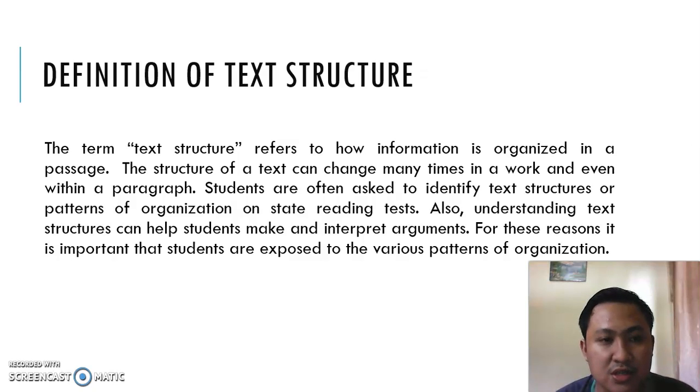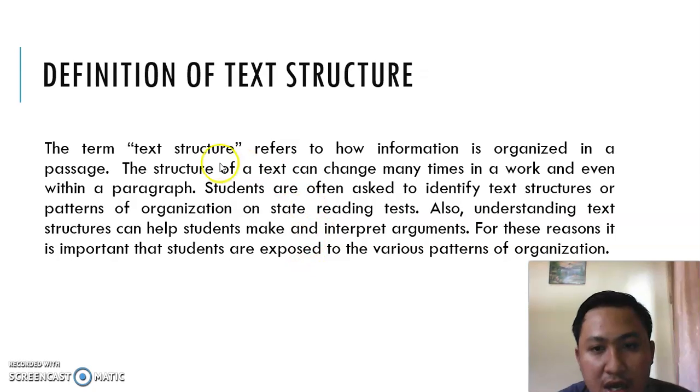Definition of text structure. The term text structure refers to how information is organized in a passage. The structure of the text can change many times in a work and even within a paragraph. Students are often asked to identify text structure, or patterns of organization, on state reading tests. Also, understanding text structure can help students make and interpret arguments.